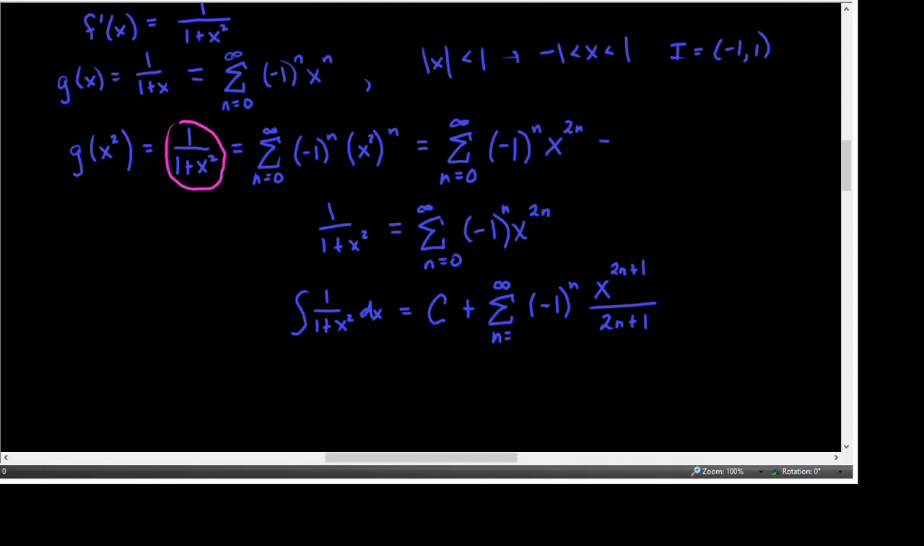So this series, if I put in 0, I'll get 1. If I put in 1, I'll get minus x squared. If I put in 2, I'll get positive x to the 4th, etc. And then integrating those terms, the antiderivative of 1 is x. The antiderivative of x squared is 1/3 x cubed, plus 1/5 x to the 4th, etc.